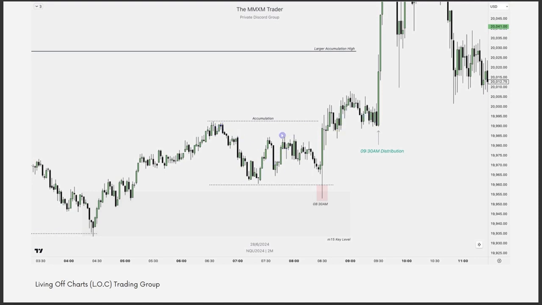So we had the accumulation, 8:30 hits into a key level, right? We had a 15-minute order block, and this is obviously a 2-minute chart, so this is a lower time frame than the 15-minute. And we're using again a key level to find our accumulation, then manipulation into that key level. And notice how the accumulation is again just above that key level. Then at the right time we manipulate down lower, then a reversal into an expansion, and then we can see over here 9:30 distributes higher into that larger accumulation high.